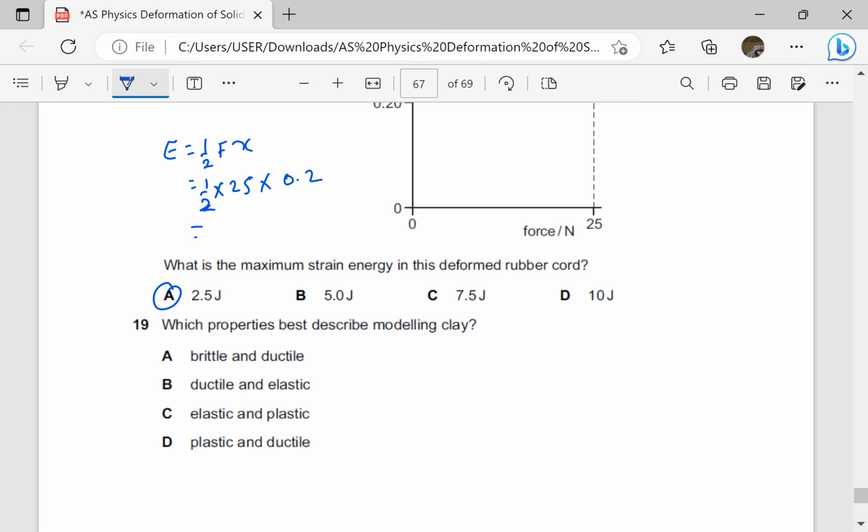Which properties best describe modeling clay? Modeling clay can be modeled into any shape. But when you remove the deforming force, it remains in its new shape, so we can't say it is elastic. It does not just break. So it is plastic, and it can be molded into any shape. So it is plastic and ductile.